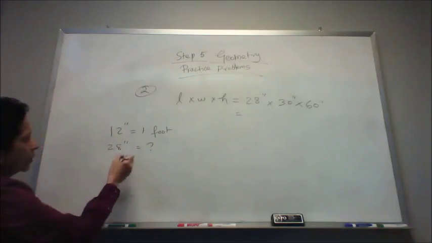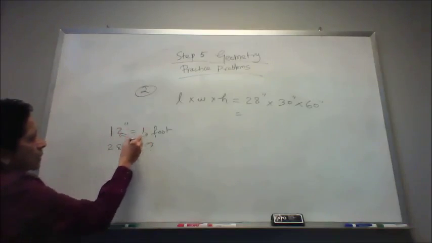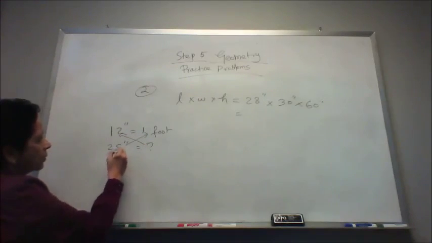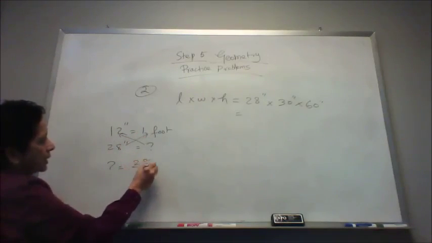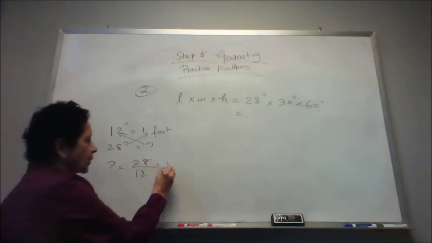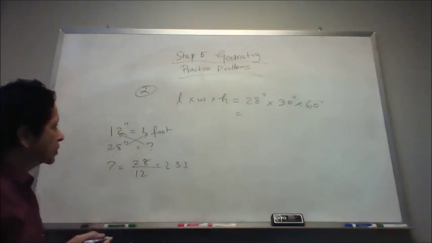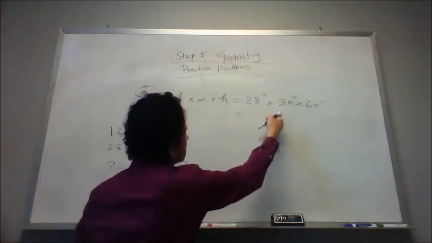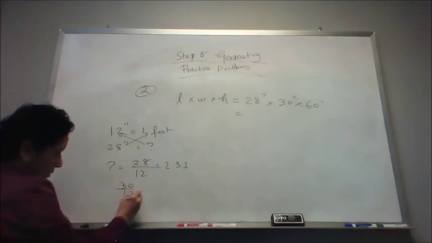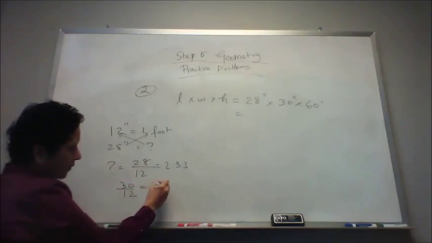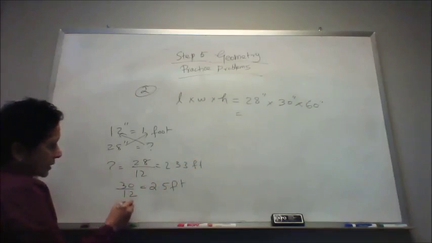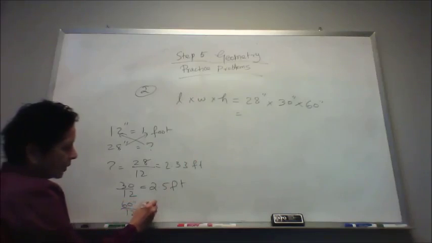In the calculator, you can just do our friend cross multiplication. Then we know that the question mark equals 28 times 1, which is 28, divided by 12, okay? You can do that in the calculator, and it'll say 2.333 feet. Similarly, you need to convert 30 inches to feet. That'll be 30 divided by 12, so that would be 2.5 feet. And then 60 inches divided by 12 is going to be 5 feet.